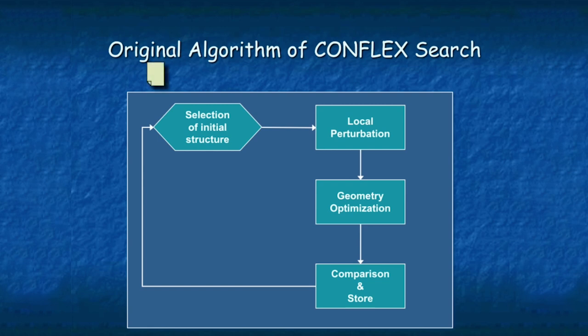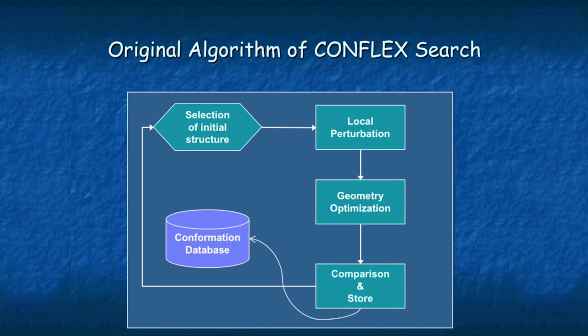Beginning with the initial structure, various local perturbations are applied to generate new structures. These are all optimized using molecular mechanics by default, and the resulting unique ones are retained in a data store. CONFLEX then identifies the next starting structure to be examined, and the process repeats. Note that you can also invoke Gaussian for optimization when Gaussian is installed on the computer with CONFLEX.